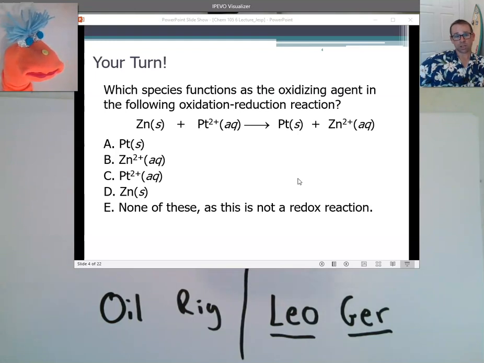So if zinc was oxidized, that means that the other component, the platinum ion right here, was reduced. Okay, so if this was reduced, who reduced it? The zinc reduced it, so the zinc was the reducing agent? Very good. Zinc was the reducing agent. It reduced platinum. Therefore, that makes the platinum ion here the what? Oxidizing agent. Very good. So our answer is C.